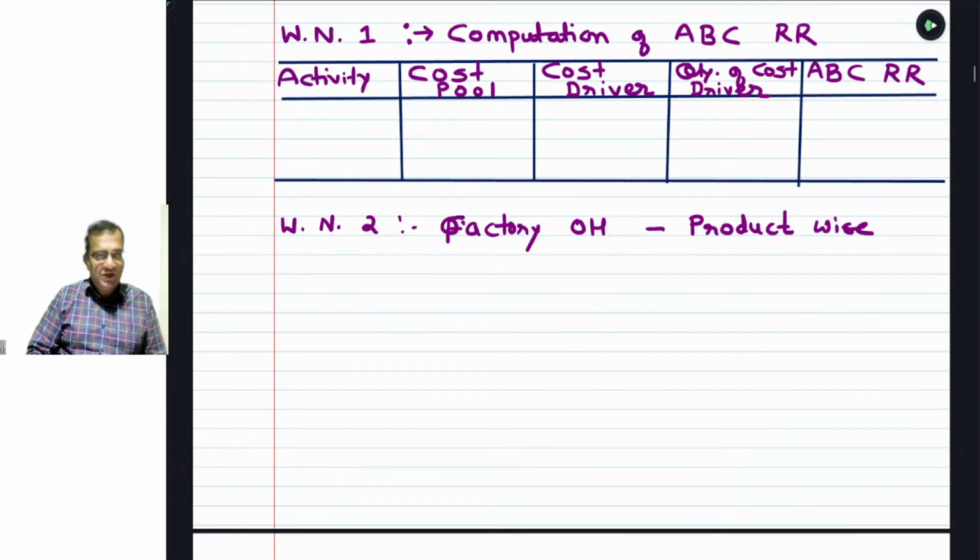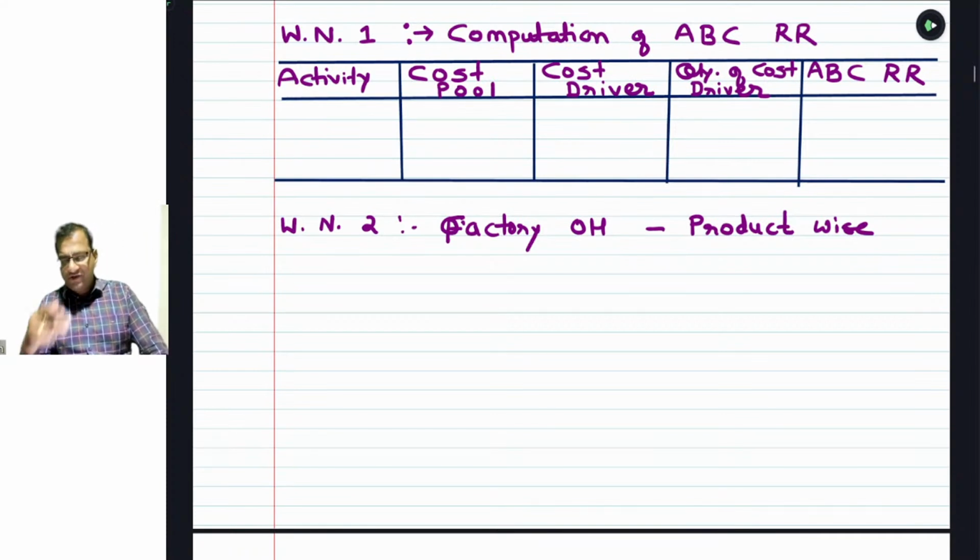Now please write down in English, beta. It's the total billing amount product wise, based on the activities services consumed by each product.